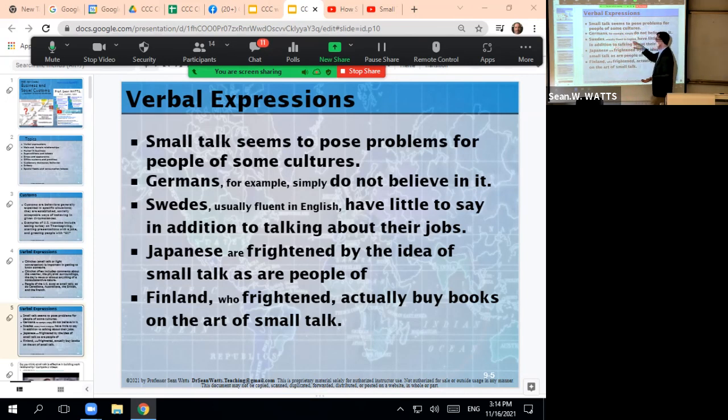Swedes, usually they're fluent in English, and yet it's the same thing. They have no small talk, except just talking about work. Japanese say they're frightened by the idea of small talk, as are people in Finland; there's basically not much small talk. When they're doing international business, they actually have to buy books on it before they go to North America or other cultures. So any Germans, Swedes, Japanese, or Finnish people in our group today who want to confirm or correct this? I thought I had some Germans here. No? Okay, we'll just say I'm correct.